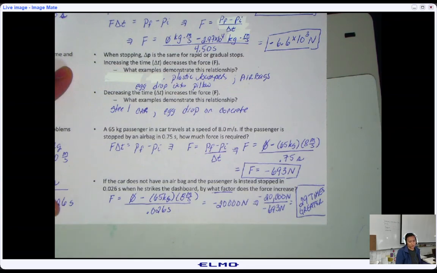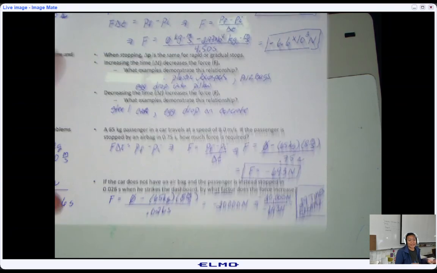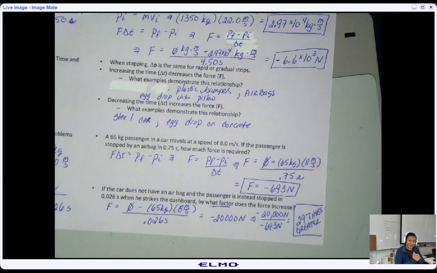Crumple zones, seat belts, airbags, okay, they're all for your safety. So make sure to buckle up. Okay, make sure your airbags are working properly. And keep your distance, okay? Distance between you and the car in front of you.